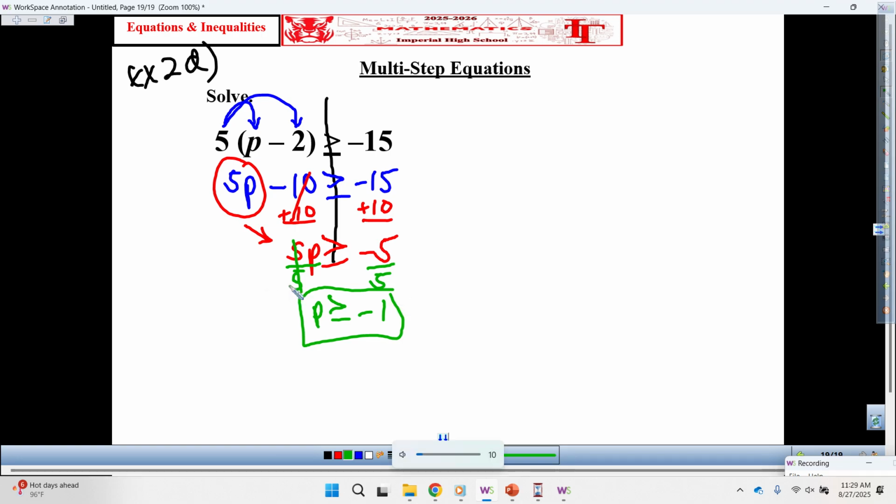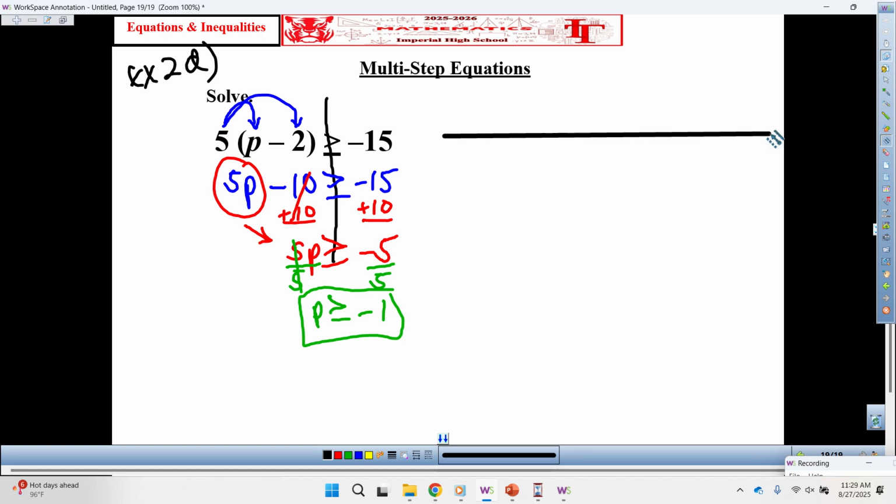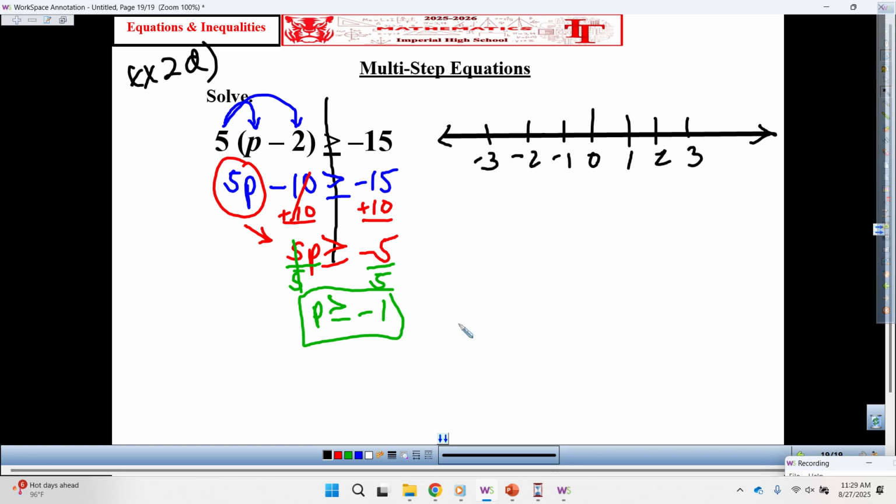Notice we divided by a positive 5. Is that correct? That's why we didn't flip the symbol, even though this number over here already had a negative. All right, let's graph that. Zero, 1, 2, 3, negative 1, negative 2, negative 3.